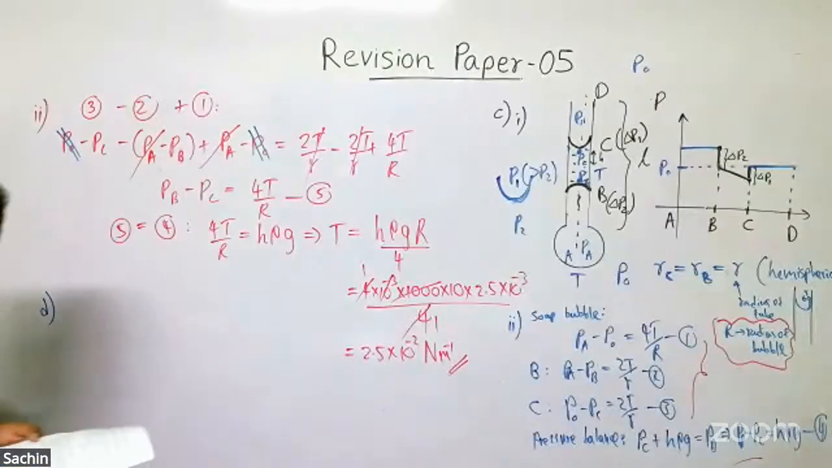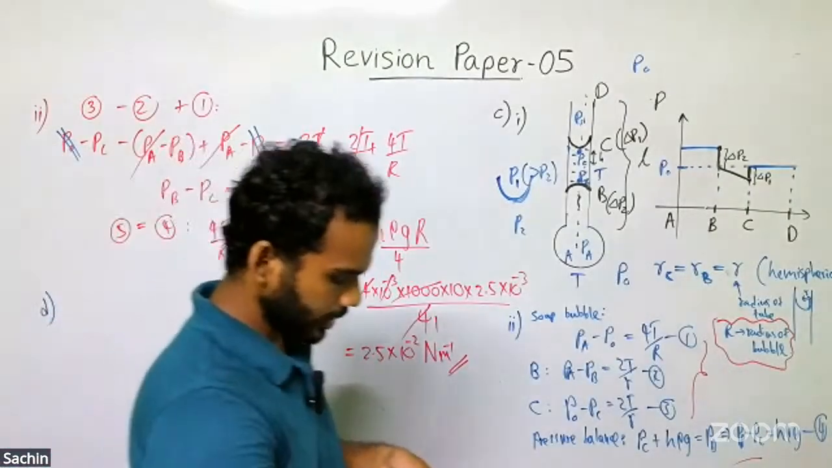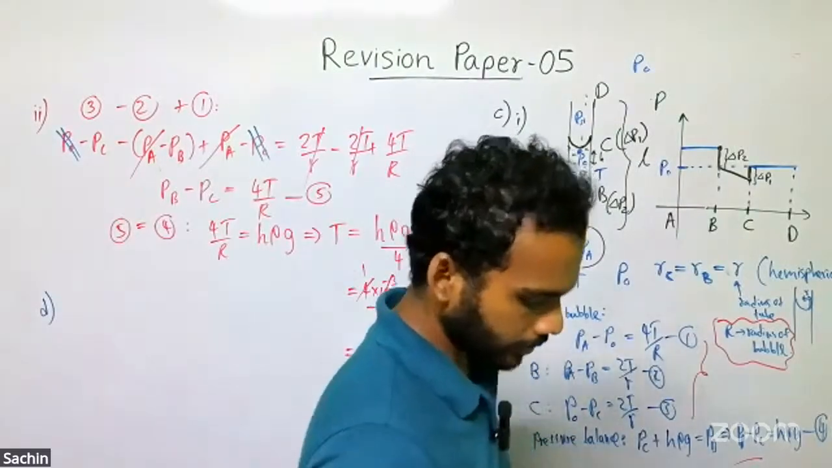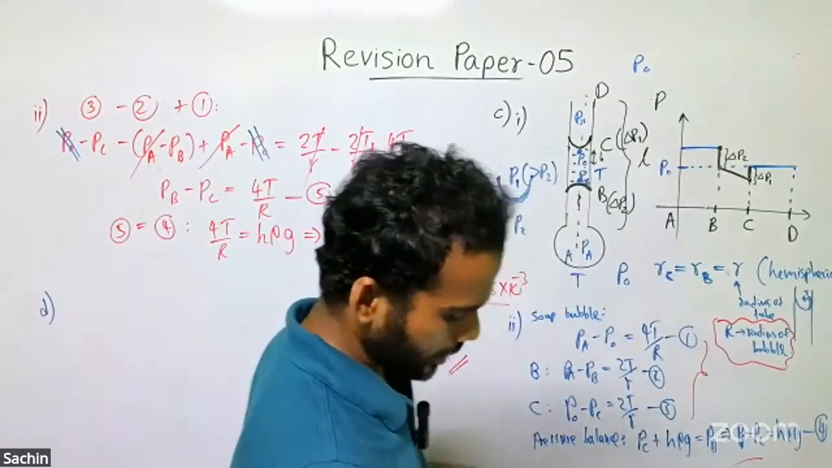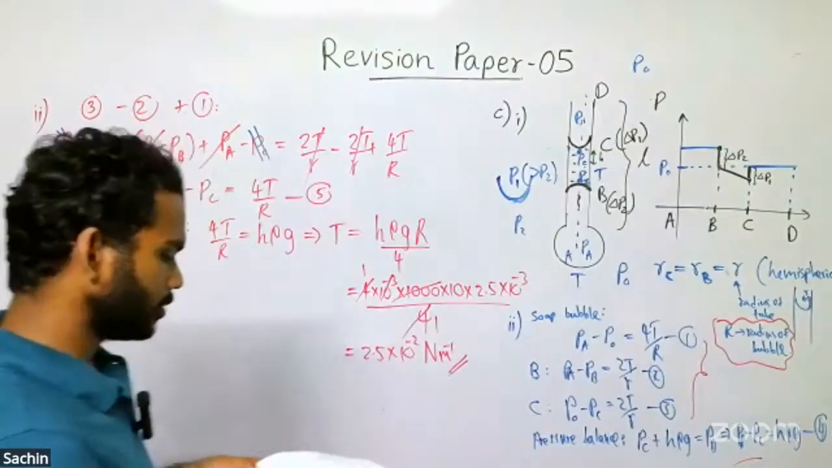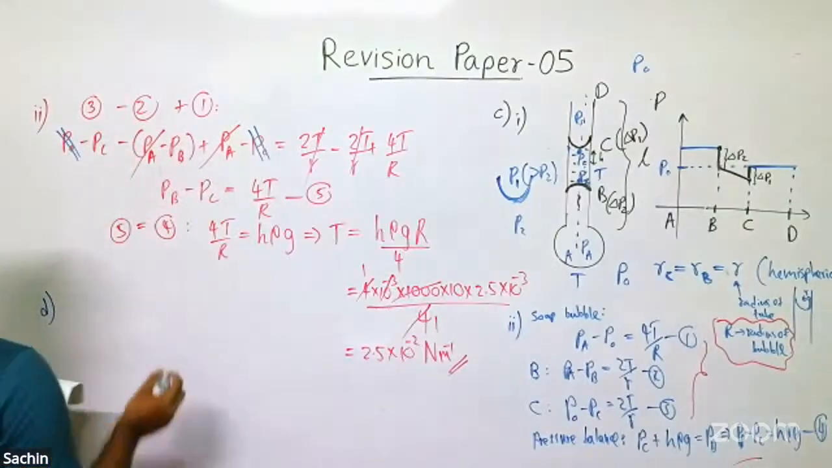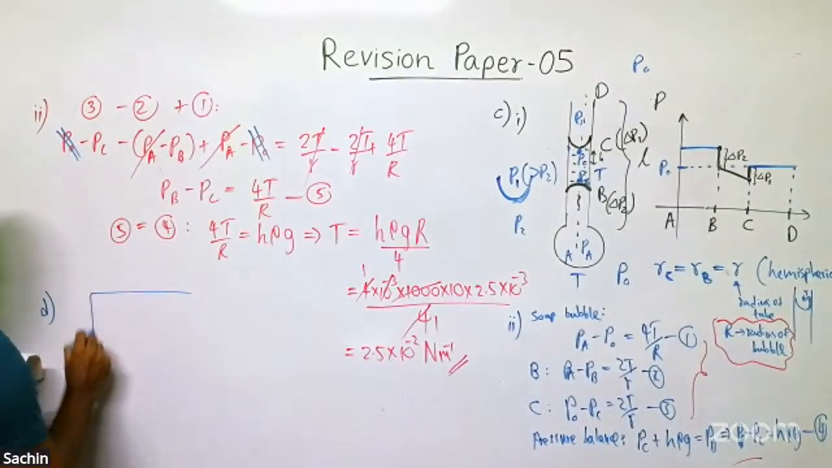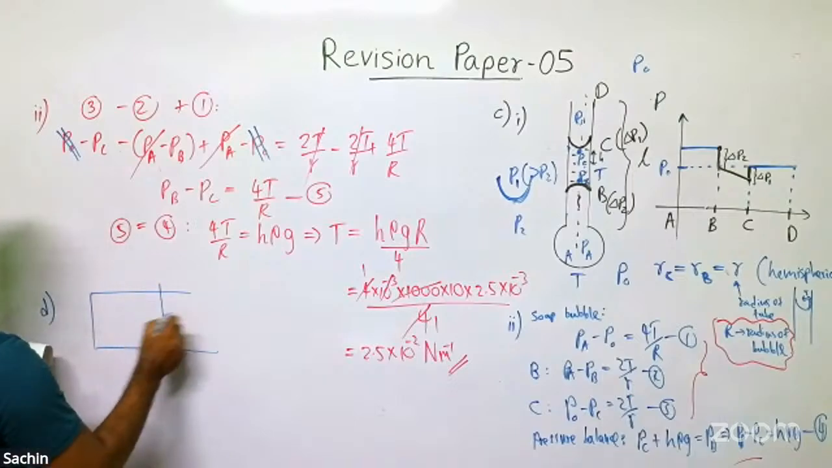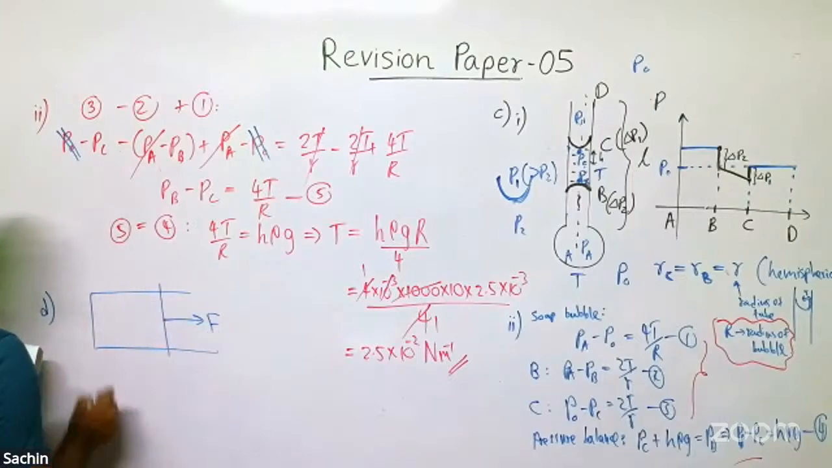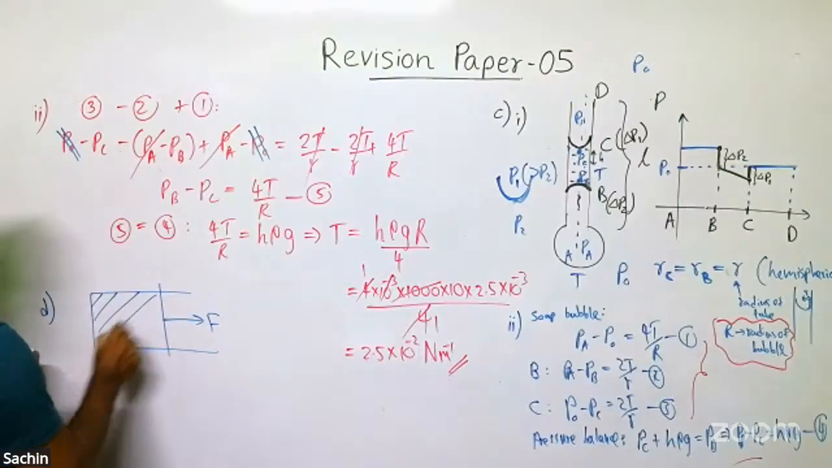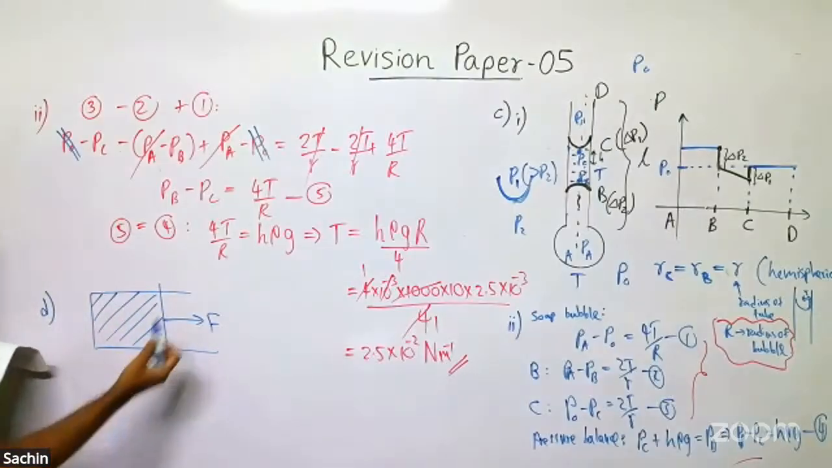A soap film is formed using the same soap liquid on a rectangular loop of wire with one side movable, as shown in the diagram. So there is a rectangular loop like this. One side is movable, this side. So it is moving with some force, and the soap film is formed on this loop.